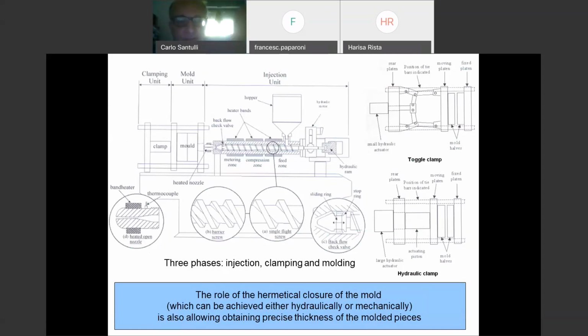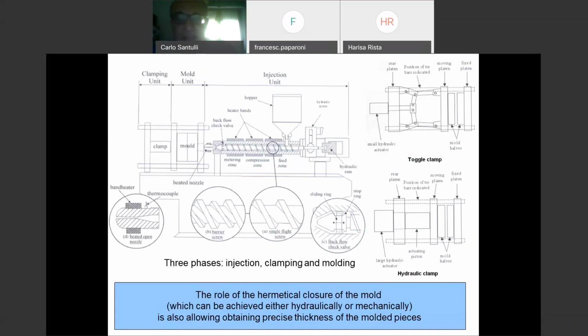are pushed. They gradually soften and they are pushed towards the mold. They enter the mold, which is clamped. And in the end, you have different kinds of clamping, hydraulic and mechanical. But what is important is to get the precise thickness. I have already shown you last time the possible defects.